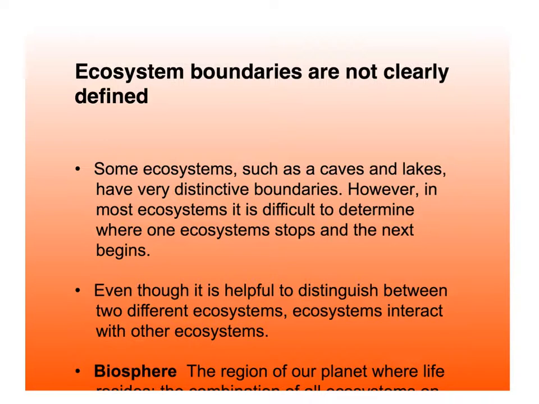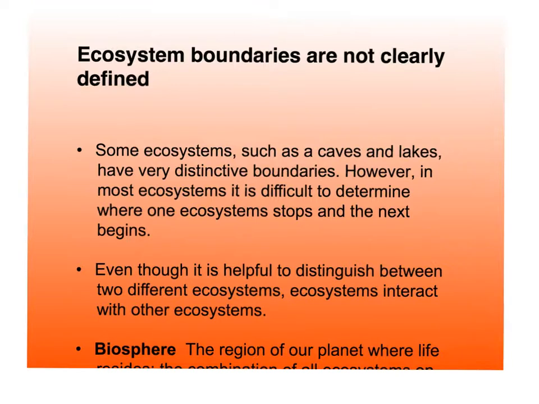All right, ecosystem boundaries are not clearly defined. You got things that move around all over the place. Topography changes over time just depending on what happens. So it's really hard to determine how much energy is going to be able to stay because ecosystems do not have clearly defined boundaries, right? Like you have lots of transitional things that happen. Even though it's helpful to distinguish between two different ecosystems, ecosystems interact with other ecosystems at the boundaries, right? And also because of individuals that might travel in between both of them. So what is this idea of a biosphere? It's the region of our planet where life resides. It's the combination of all ecosystems.